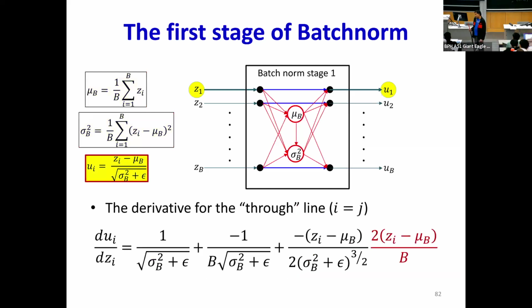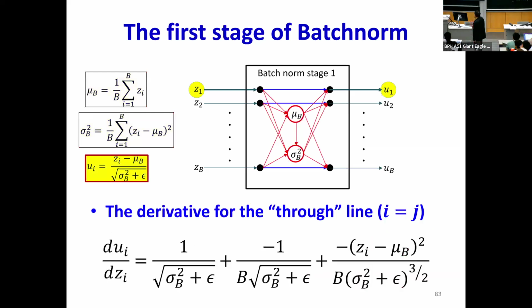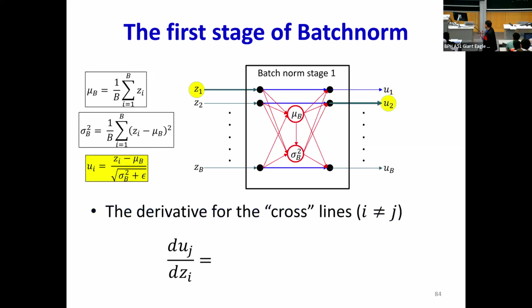So here's where we are. This was only the derivative for the through line, the straight line, zi going to ui. You would need to compute the same thing for the cross lines, right? Like z1 going to u2. What is the derivative of u2 with respect to z1? So in this case, what are the terms going to be? Anybody?